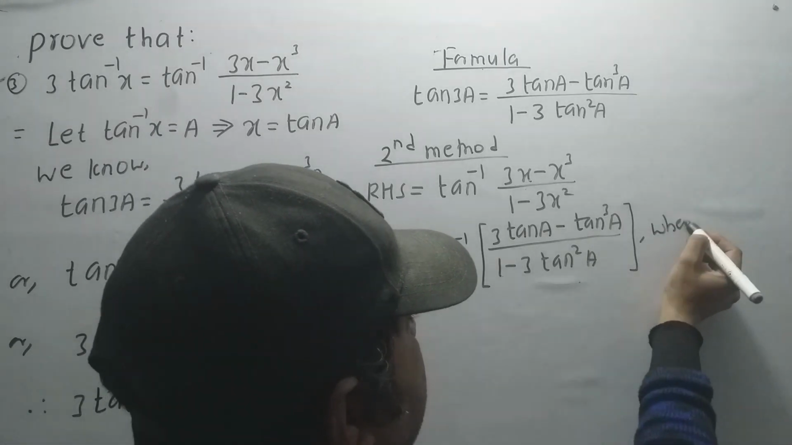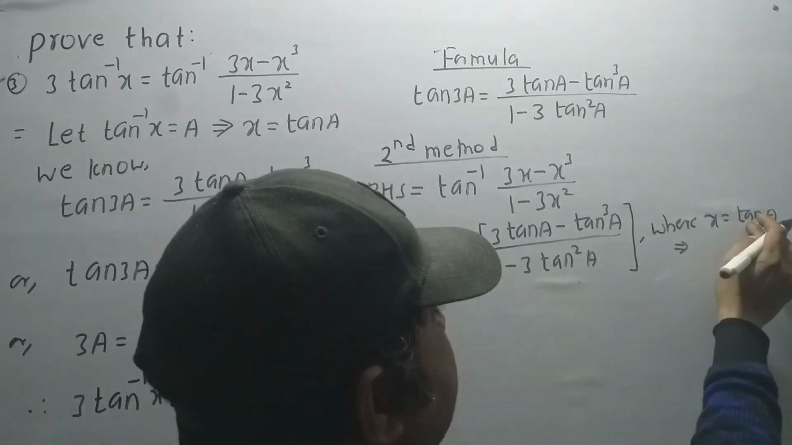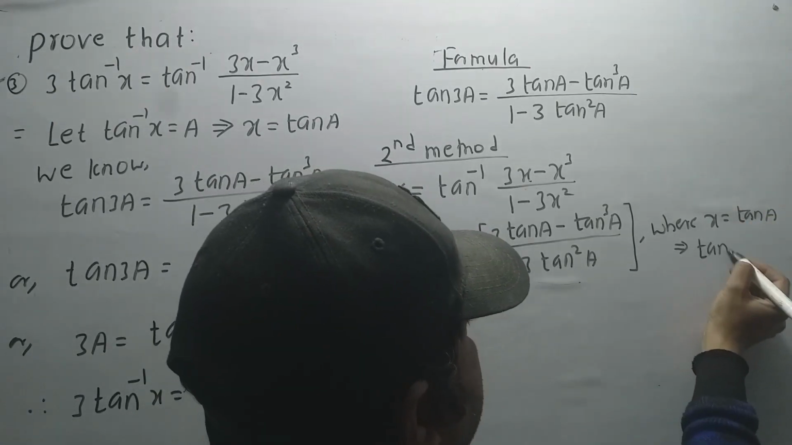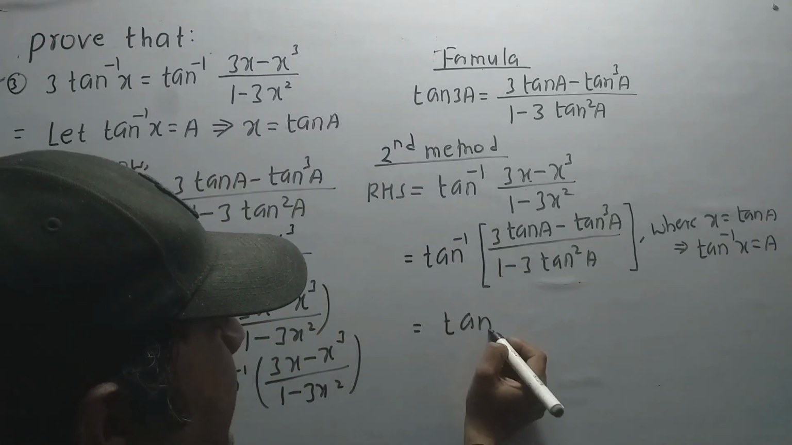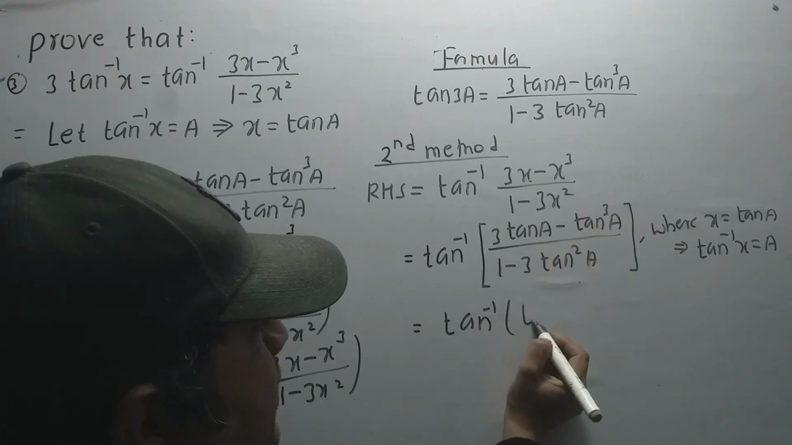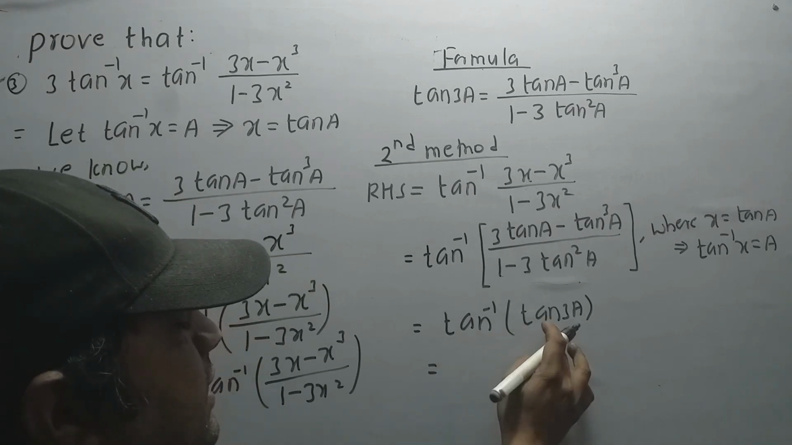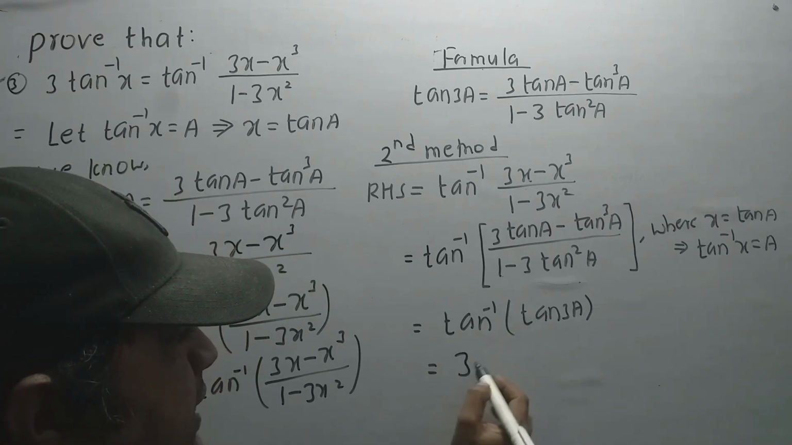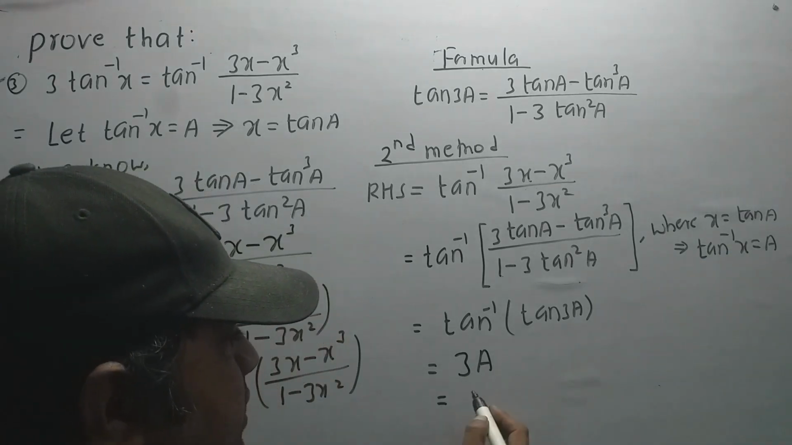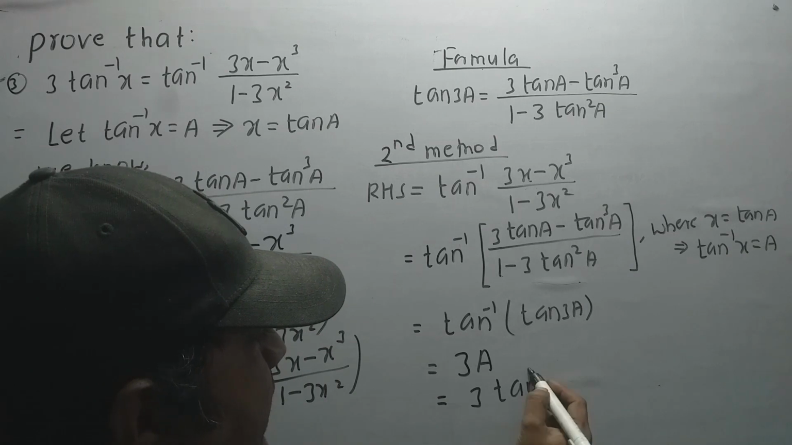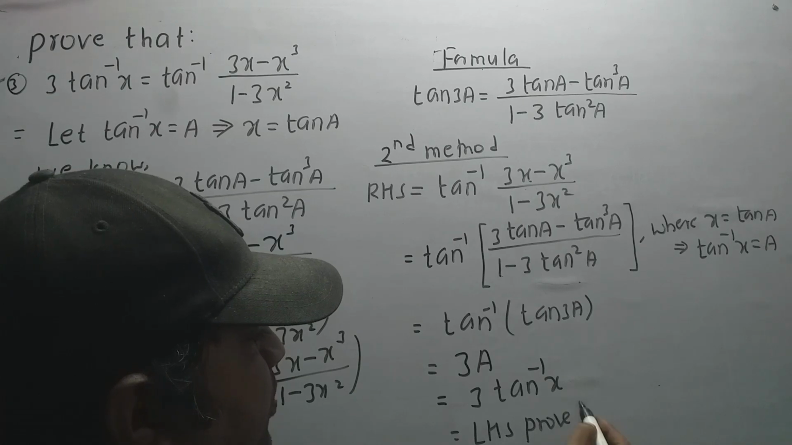So write the reason: x equals tan a. After that, we need angle a. So you take this tan to the left hand side, you write tan inverse x, that is a. Now after that, here it is tan inverse, and this whole is the formula for tan 3a. Now tan inverse and tan cancel the effect of one another. So write 3a. After that, for a we can replace that by tan inverse x. So write 3 tan inverse x. So this is our required left hand side proved.